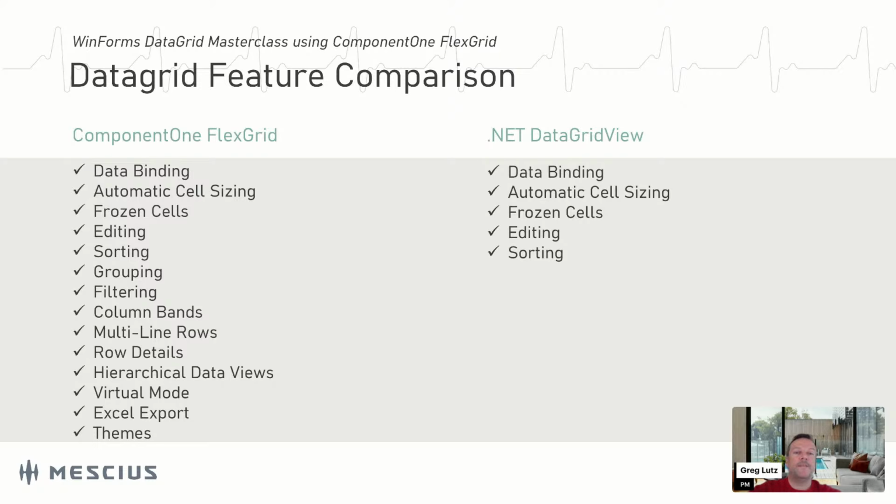So if we take a look at the features side by side, the DataGridView and FlexGrid support similar data binding and editing features, like automatic cell sizing, column and row freezing. And aside from sorting, though, FlexGrid supports many more of these data analysis features like grouping and filtering, hierarchical displays, on-demand virtualization, and even some advanced displays like transposed view, multi-line rows, column bands. The additional benefit of having other libraries with the ComponentOne edition, like Excel export and themes, also add a lot of value to FlexGrid compared to DataGridView.